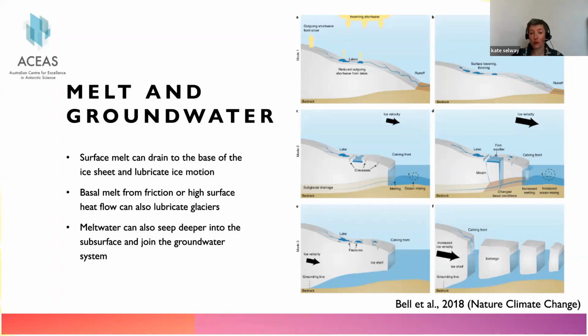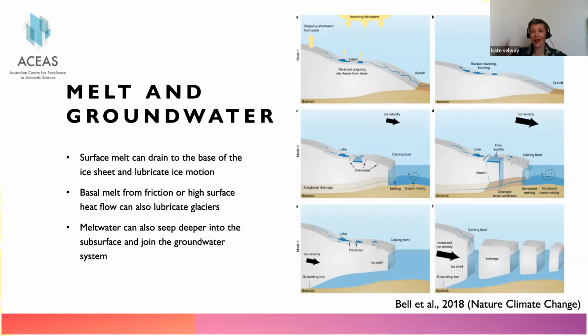And we can also get basal melt beneath an ice sheet from deeper processes as well. There might be some really high surface heat flow coming out of the earth that encourages the base of the ice to melt. Then that meltwater again increases lubrication and helps the ice flow more quickly.